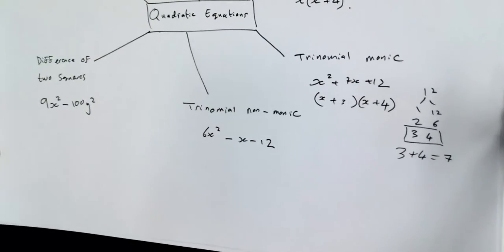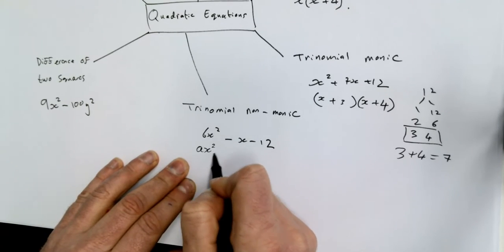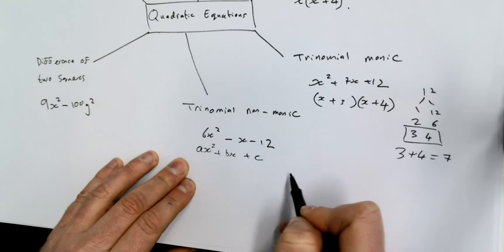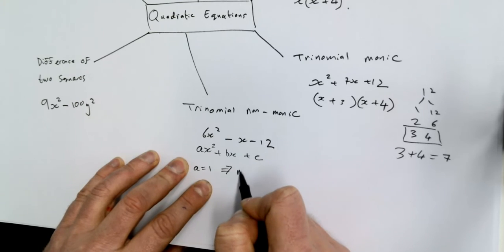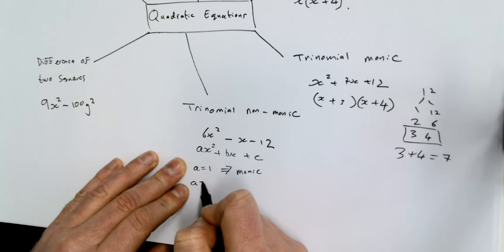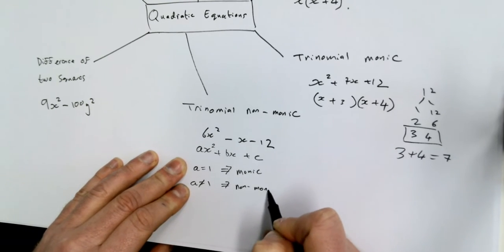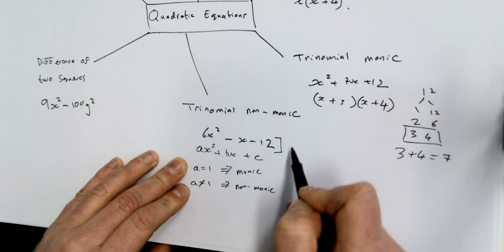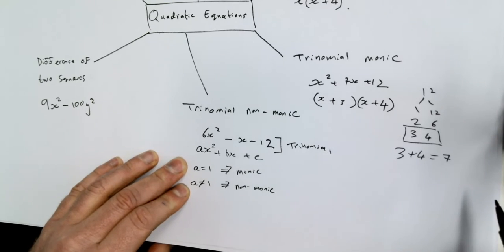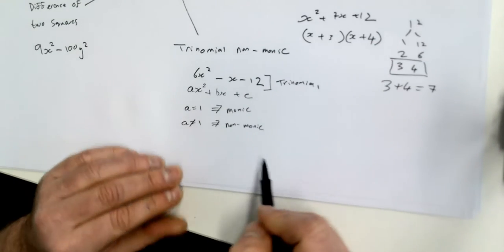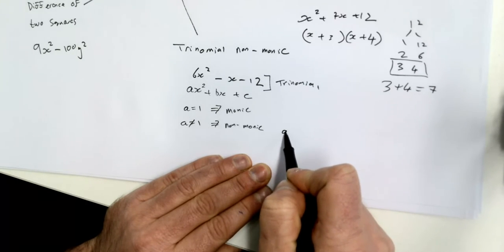I'm going to shift this up. So the general form of a quadratic is ax squared plus bx plus c. If a is equal to 1, we refer to this as monic. If a is not equal to 1, we refer to this as non-monic. It's 3 terms, so trinomial, 2 terms, binomial. Okay, so the first thing we need to work out is the product of a and c.